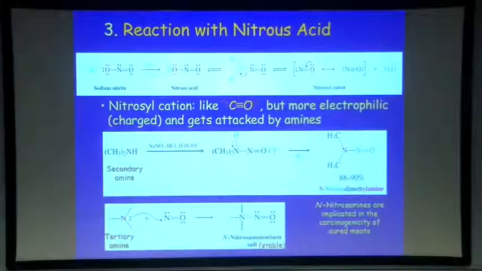Now, they're not particularly useful, except for some special applications in synthesis, but they're of general educational, if you wish, interest, because these are species that are implicated in the carcinogenicity of cured meats. Now, how does this tie in with anything?